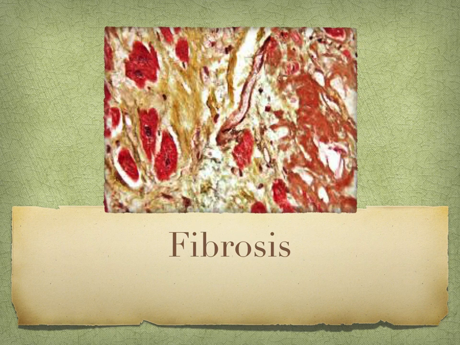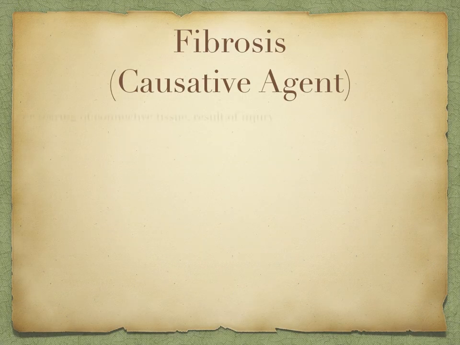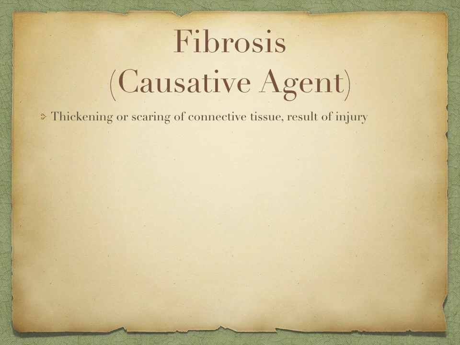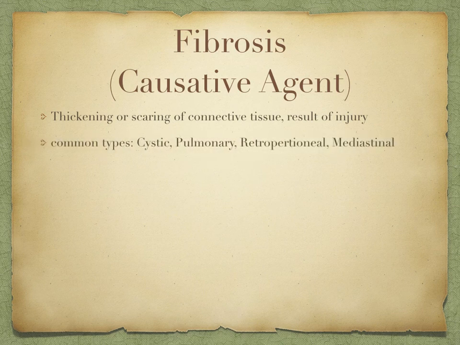Okay, so next we're going to move into fibrosis. There are multiple types of fibrosis. For the majority of my presentation, I talk about cystic fibrosis, so I just wanted to make everyone aware of that. Fibrosis is thickening or scarring of connective tissue that is the result of injury. That injury can be trauma, or it can be persistent use or misuse. We'll talk about some of that. Common types of fibrosis are cystic, pulmonary, retroperitoneal, and mediastinal.